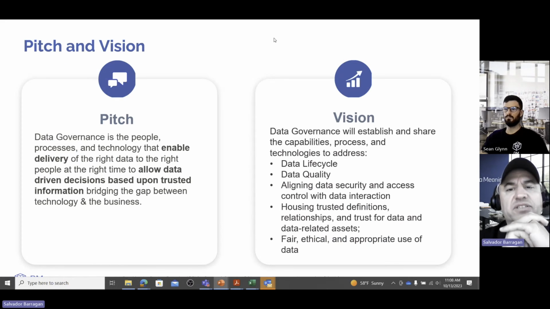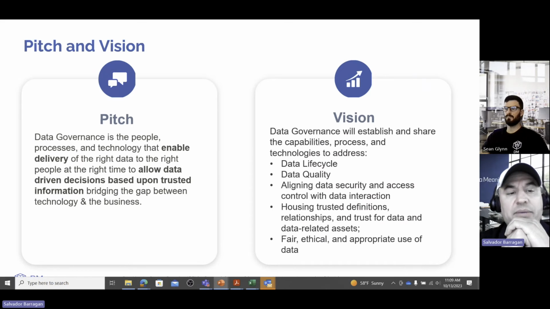So the pitch and the vision. When you're developing a pitch, it's almost like it is your vision statement in essence, but it really enables you to sell your program, both internally, as well as with people that may sit outside of your organization.